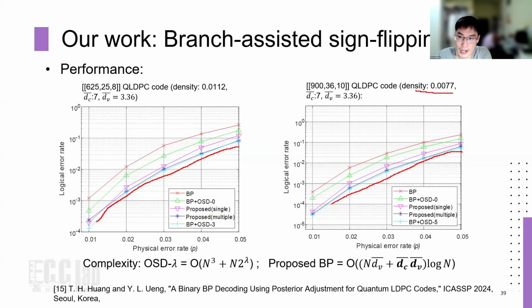Overall, the complexity of OSD is n to the power of 3 plus n times 2 to the power of lambda. And our proposed algorithm has an additional complexity for each iteration, which is the average variable node degree times the variable degree times the average check node degree. As you can see, the additional term is much smaller than n.